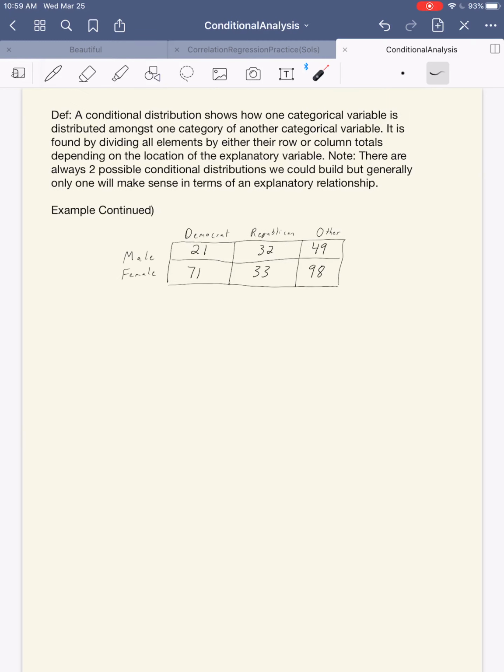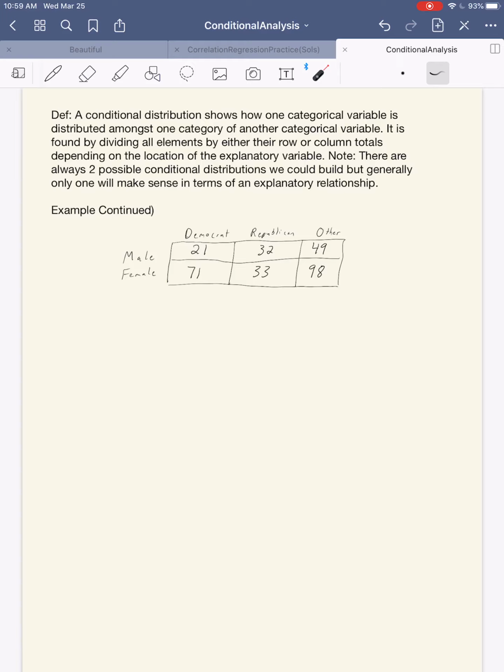We're going to define now what's called a conditional distribution. And a conditional distribution really will help us achieve our goal of understanding the relationship here. So a conditional distribution, that's what we're defining here. A conditional distribution shows how one categorical variable is distributed amongst one category of another categorical variable. So it basically shows how one variable is distributed inside the other one.